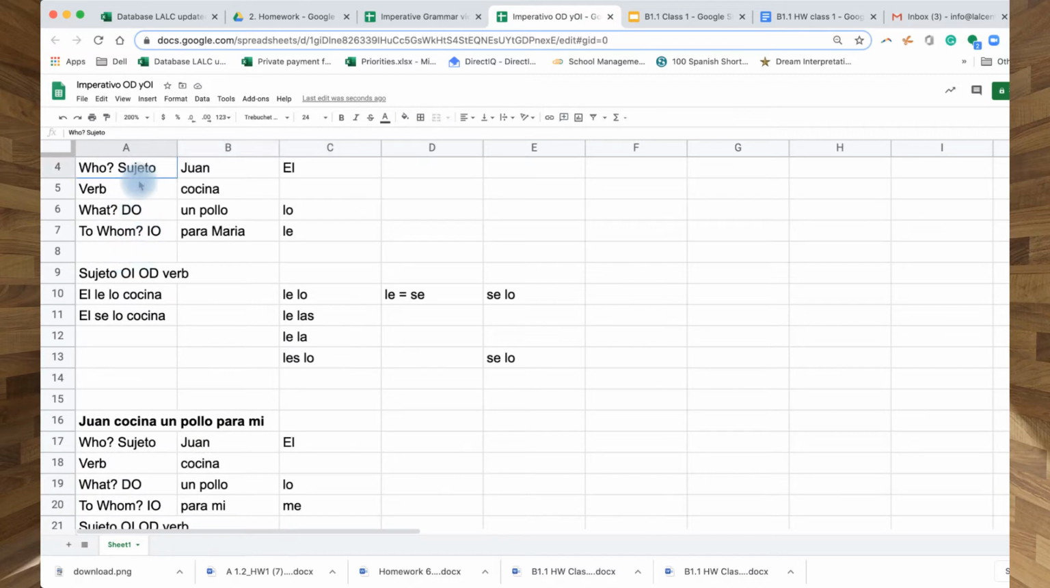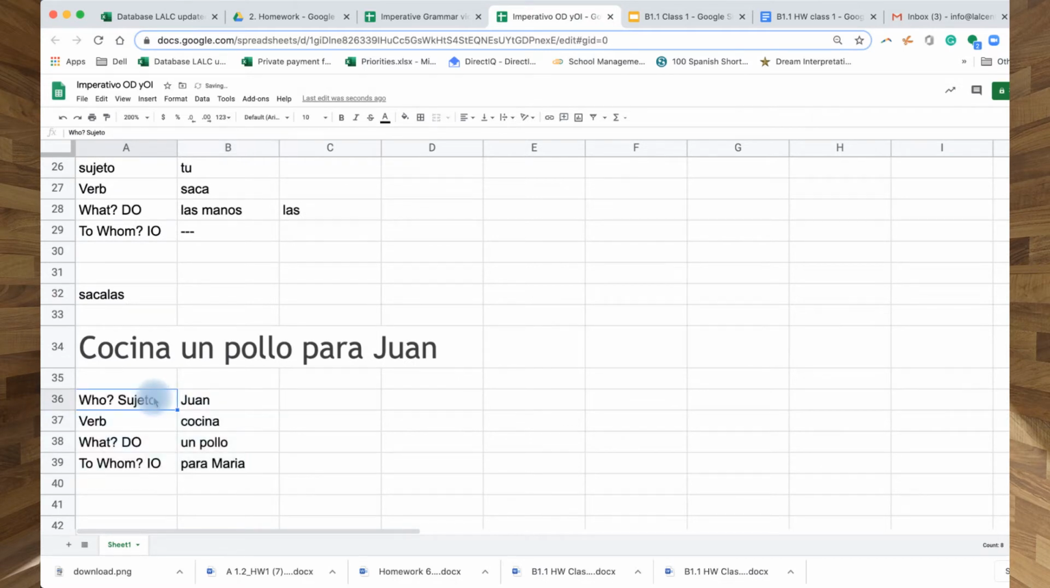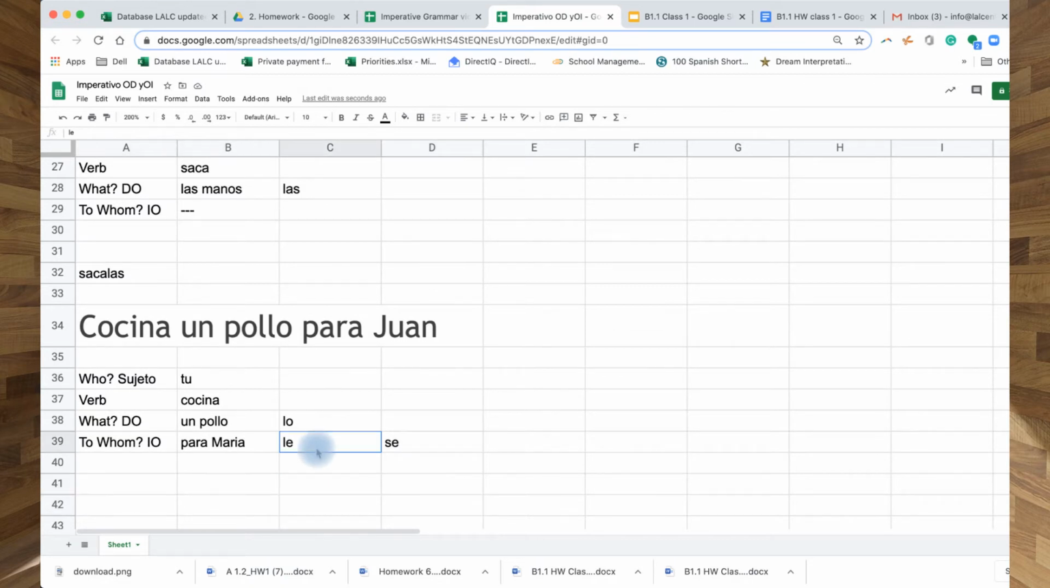Except the sujeto es tú, because tú cocina. El verbo es cocina in the imperative, right? Tú cocina. What? Un pollo, so below, this is the same thing. Para María is le, so you have to change it to se because you have the two L's together here. Do you remember the order was se lo cocina? But in the imperative affirmative, you have to put the selo at the end. So this will change to cocínaselo. Cook it for him.